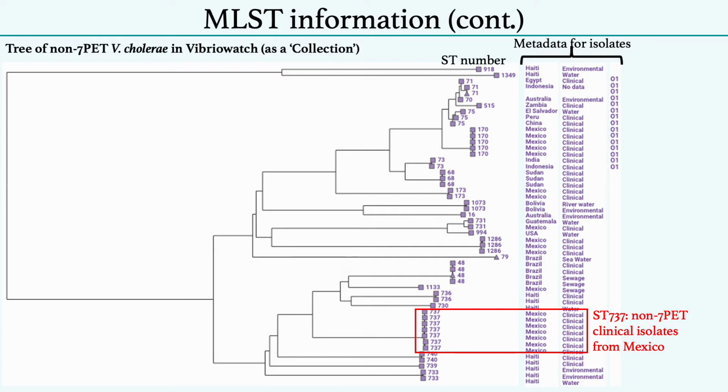For example, highlighted with the red box is a group of closely related isolates that all have sequence type 737, and from the metadata we can see that these are all clinical isolates that were collected in Mexico. Since these are non-7 pandemic lineage isolates, they must represent isolates collected from endemic Vibrio cholerae disease in Mexico.